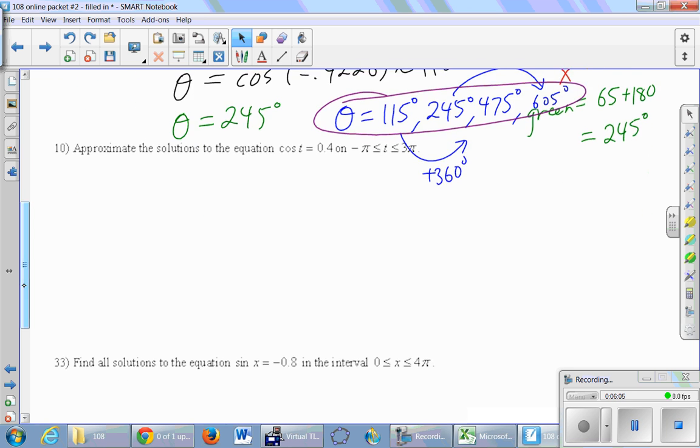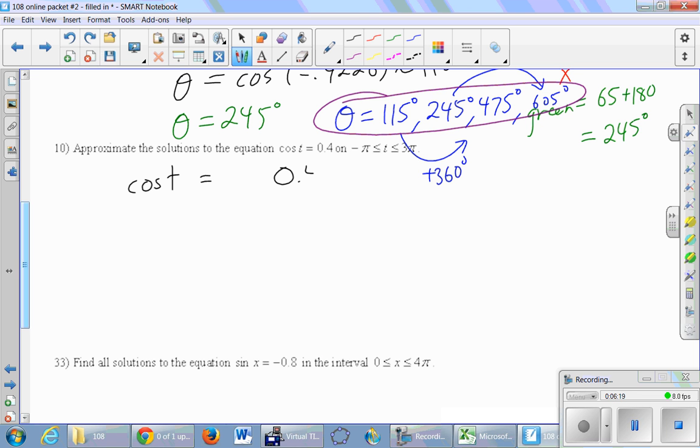Okay, number 10, approximate the solutions to the equation cosine t equals 0.4 between negative pi and 3 pi. Okay, same idea as before. You're not going to find 0.4 on the unit circle, so this better be an inverse trig thing. Copy the equation, but leave the blank space. Put the thing that's the opposite of the cosine. Cancel inverse cosine and cosine.